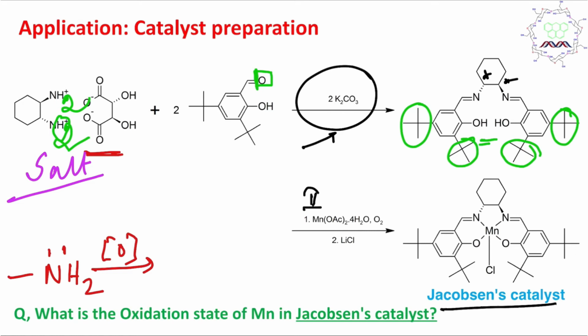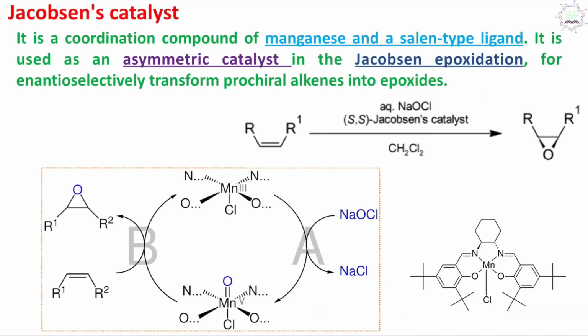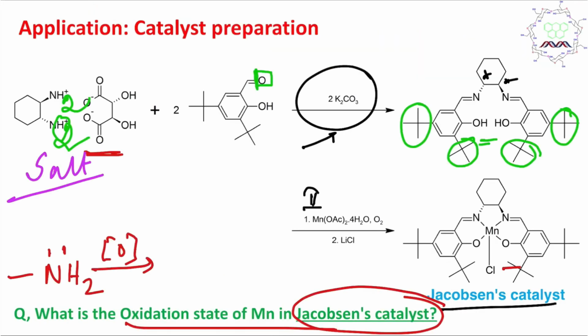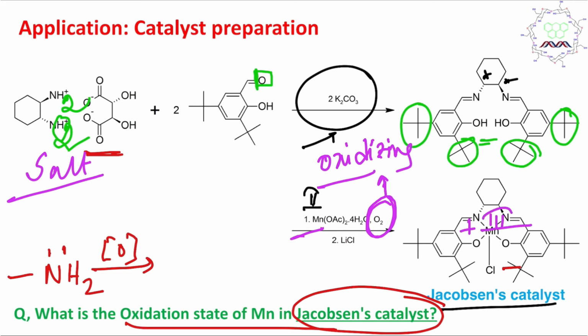Now I request you student, pause the video and write what is the oxidation state of manganese in Jacobsen catalyst. Okay, so this Jacobsen catalyst is actually used in Jacobsen epoxidation, and the oxidation state of manganese is +3. Why +3? Just look at this example. Here oxygen is used, so this is oxidizing in nature. So that's why the manganese 2 center is oxidized into a manganese +3 center in the Jacobsen catalyst.